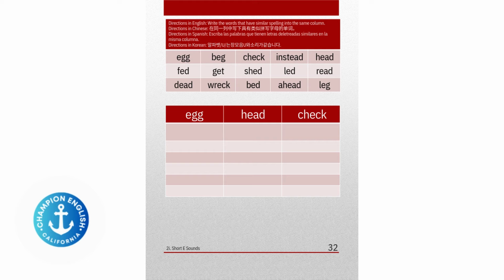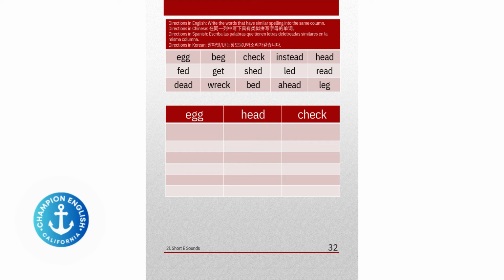Ready? Let's go. 30, 29, 28, 27, 26, 25, 24, 23, 22, 21, 20, 19, 18, 17, 16, 15, 14, 13, 12, 11, 10, 9, 8, 7, 6, 5, 4, 3, 2, 1, 0. Hello, everyone, and we're back.